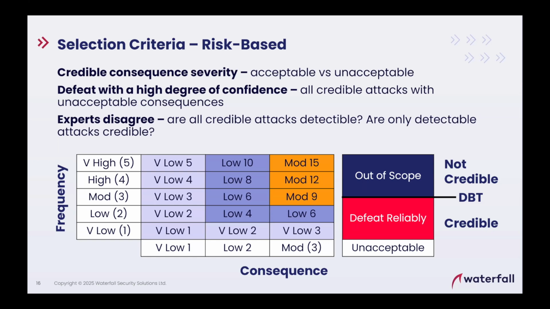What's the set of attacks we don't defeat? Because you can always imagine more and more bizarre attacks. There's always attacks you don't defeat. The line between them is called the design basis threat. The question we have to ask is, these are the attacks we defeat with a high degree of confidence.